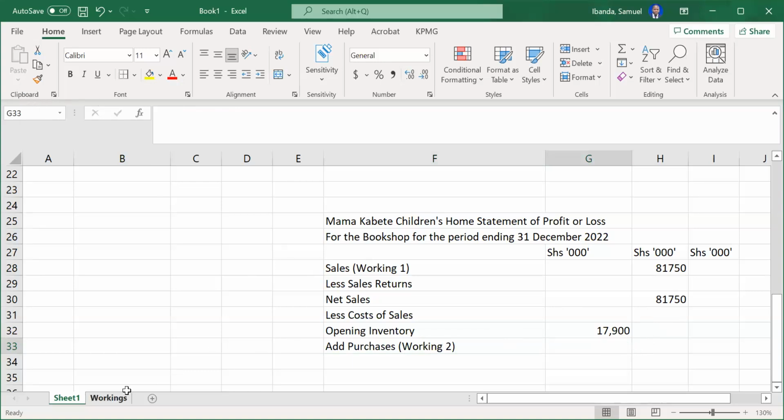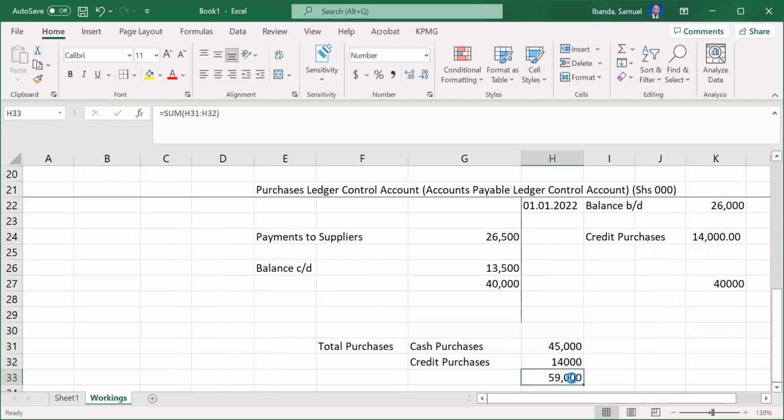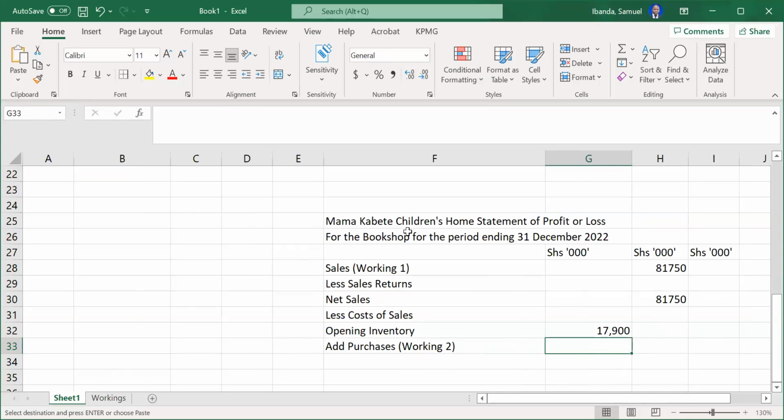So I'm going to have gotten 59,000. So I'll come and record it here. So you see how we are using control accounts. Very important. I believe this is also helpful for my friend who asked about control accounts.